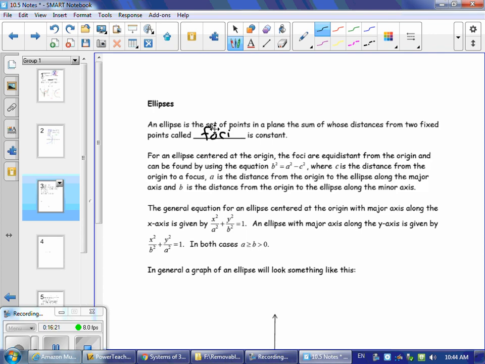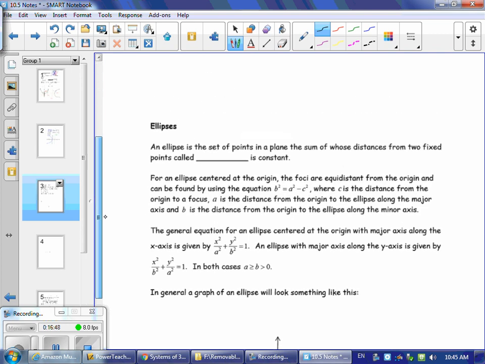The general equation for an ellipse centered at the origin with a major axis along the x-axis is given as x squared over a squared plus y squared over b squared equals 1. An ellipse with a major axis along the y-axis, very similar, but the b squared is under the x squared and the a squared is under the y squared because the a and the b represent the major and minor axes. So in general, the graph of an ellipse will look something like this.